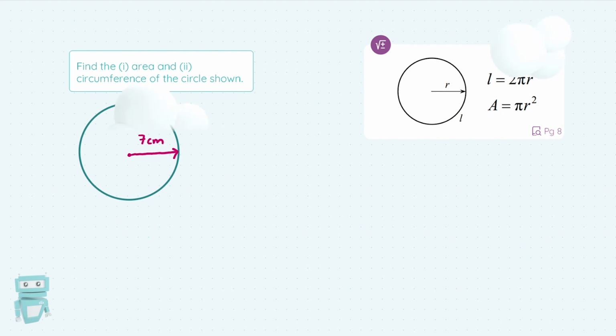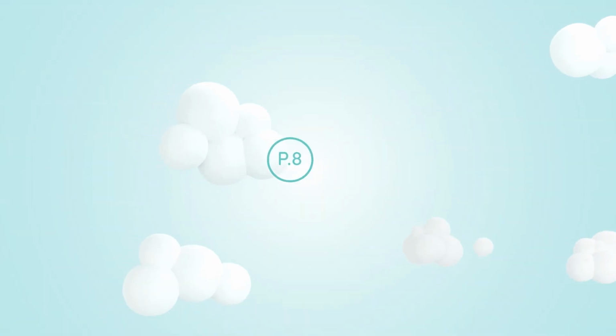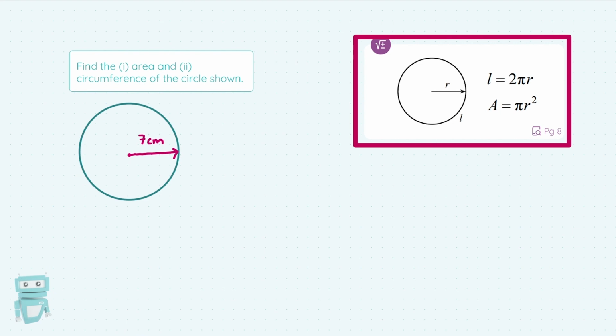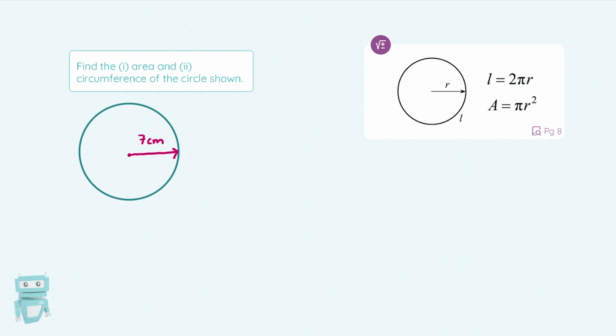On page 8 of our formula books, we see there's two formulas there. And it tells you about everything. It tells you R is the radius. We can see that from the picture. And L being outside the circle, showing you that that's the length or the circumference or the perimeter of the circle. So the formula for area is pi r squared.